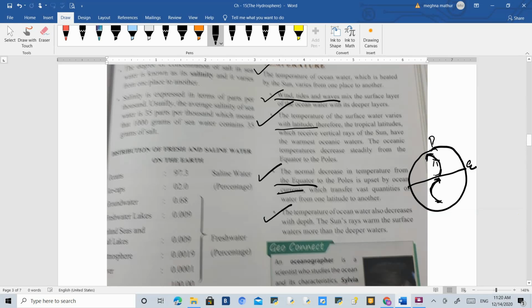Then the temperature of ocean water also decreases with depth. Because the sun rays fall on the water, the surface water will be warm. But if you go deeper and deeper, the temperature of the water will change. The way you keep moving inside the water depth, you will find the temperature becoming lesser and lesser. And if you go into the very deep area, then you might find it very cold. So it also depends upon the depth of the water. So these are the reasons which decide the temperature of the water.